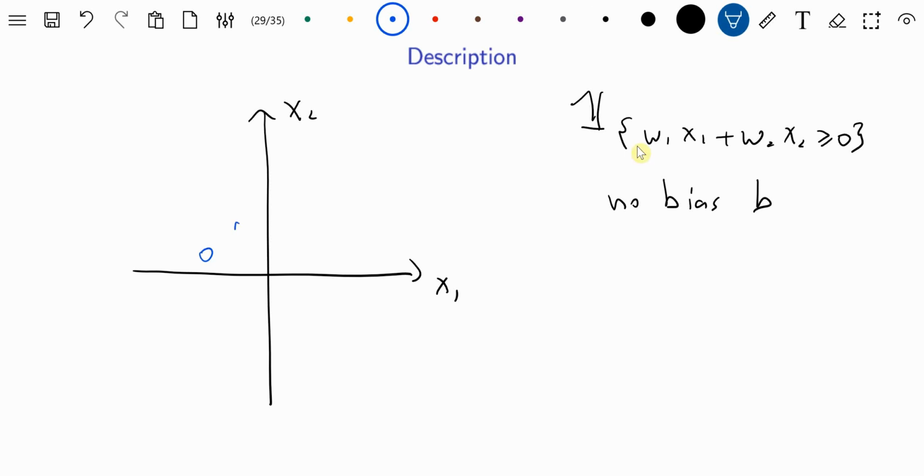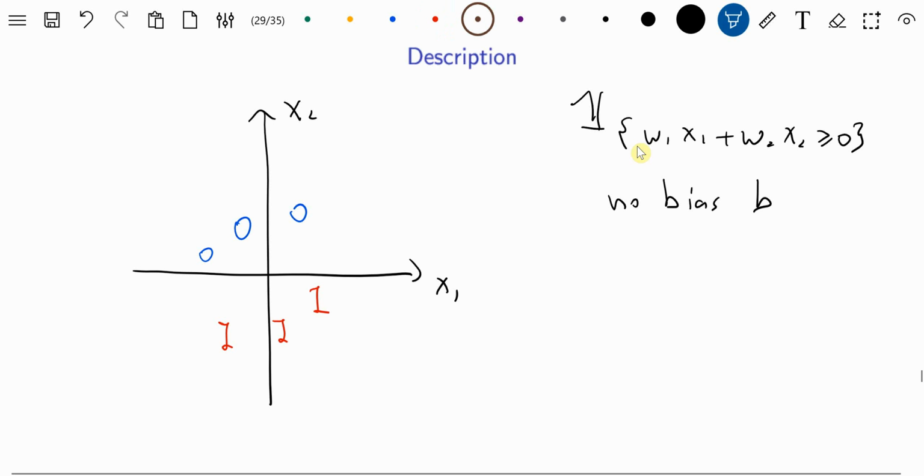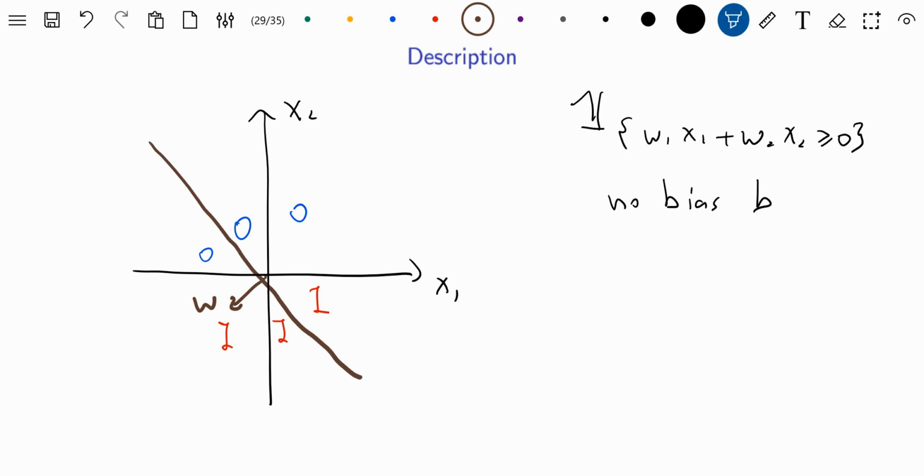So let's assume there are some training data that's labeled 0 and other training data that are labeled 1. So the first step is randomly initialize a weight vector w. So suppose it's something like this, w. And what this w does is it divides this plane into two halves separated by this line w transpose x equal to 0.